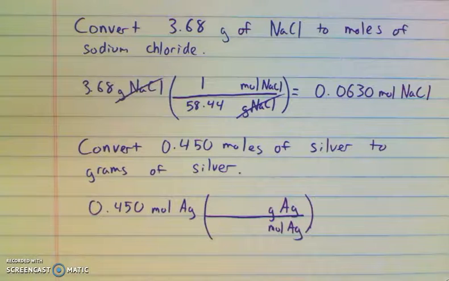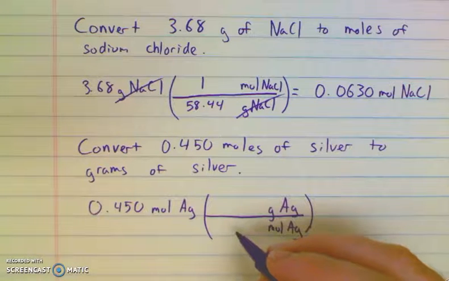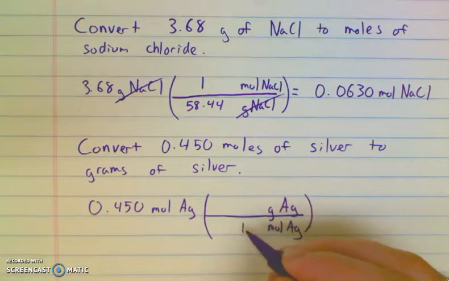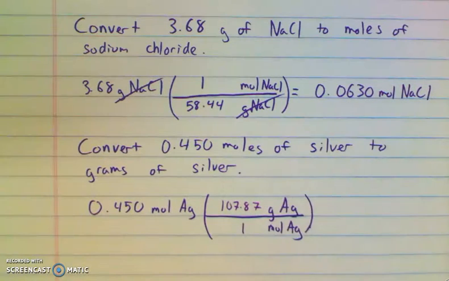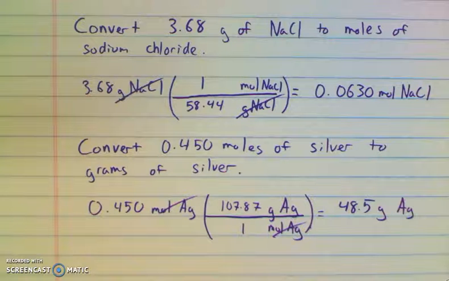All right, back to our calculations, we'll write that down. In 1 mole, we have 107.87 grams. All right, go ahead and calculate and see what you get. Okay, hopefully you got 48.5 grams of silver. Now we're going to do one more one-step mole problem before we move on to some more complex problems.